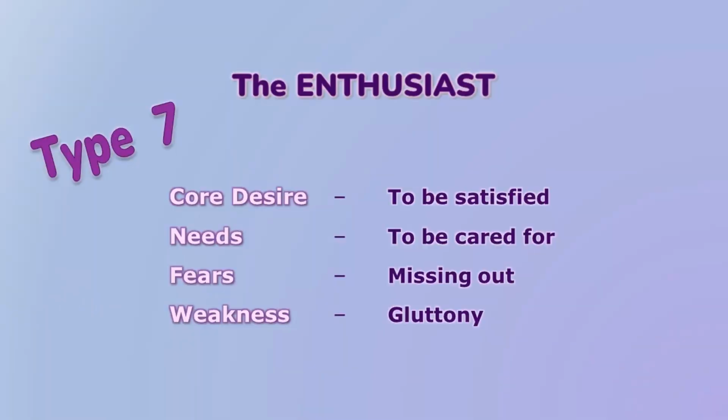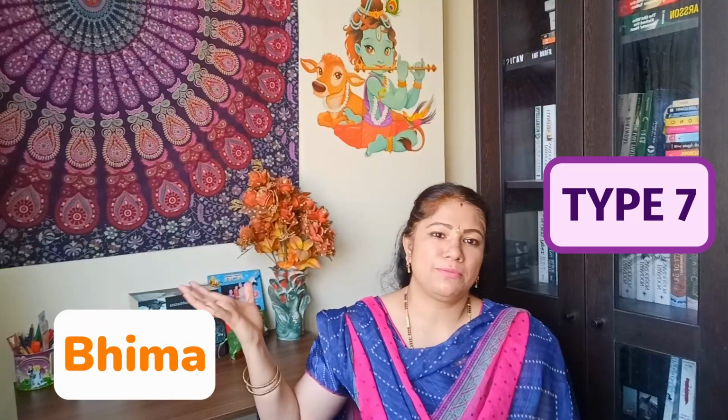Type 7, who's an enthusiast. So an enthusiast's core desire is to be satisfied, and they need to be cared for. Their fear is on missing out, and their weakness is gluttony because they feel nothing is ever enough. The character I think suits perfectly for this type is Pavanputra Bhima.